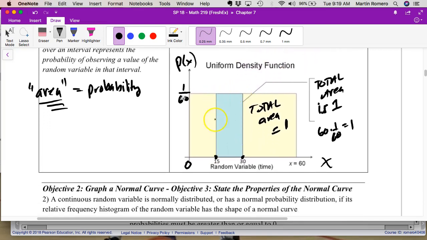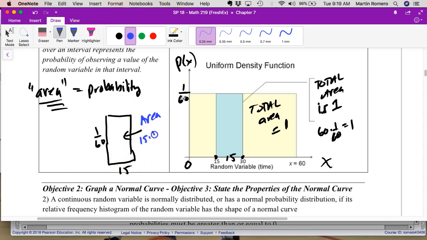We're really capturing what is this area right here. And so what's the distance from here to here? It's 15. This height is 1/60th. So what we're really doing is finding an area of a rectangle. Base is 15. The height is 1/60. So the area in this case here is going to be length times width, or base times height, 15 times 1/60. And so then that equals 15 over 60. And so that turns out to be, I think, 1/4.